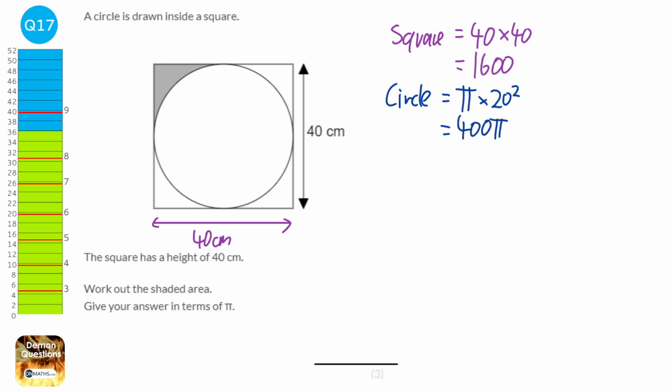Now next we're going to work out all of the corners, so that includes these three here and this one.